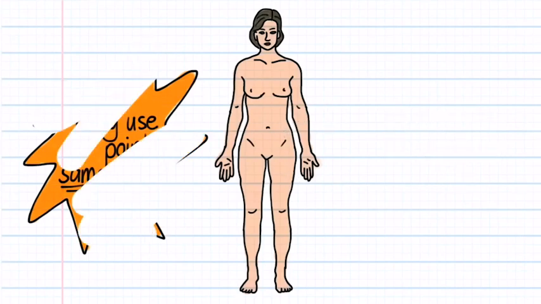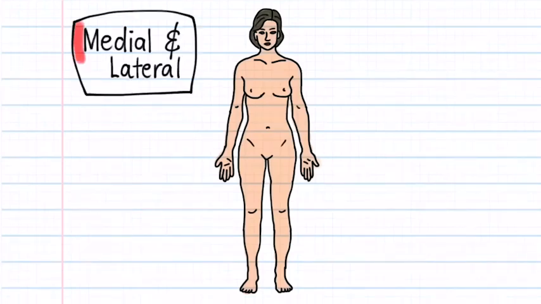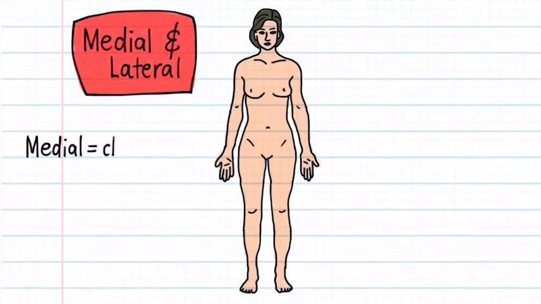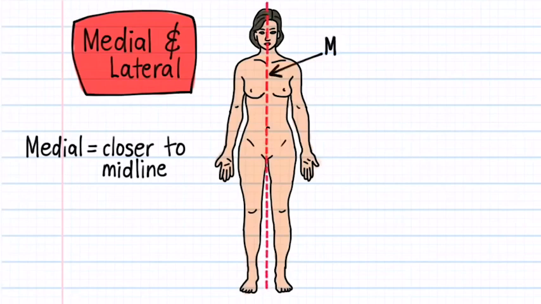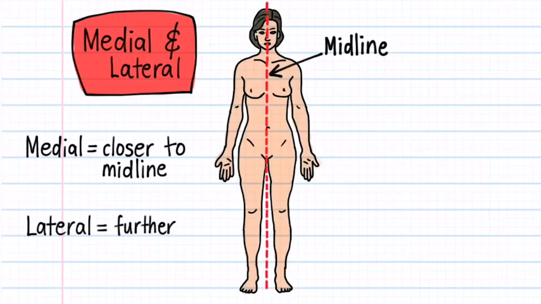Next are the terms medial and lateral. Medial means any point closer to the midline of the body. The midline is an imaginary line that cuts the body in half vertically. Lateral means any point away from the midline.